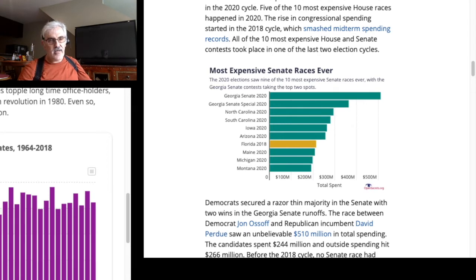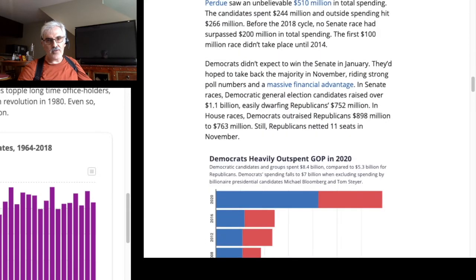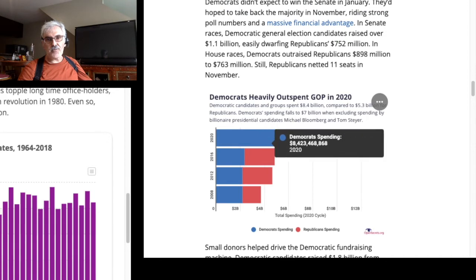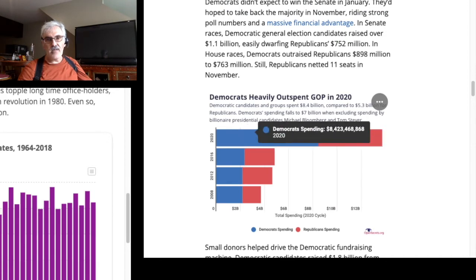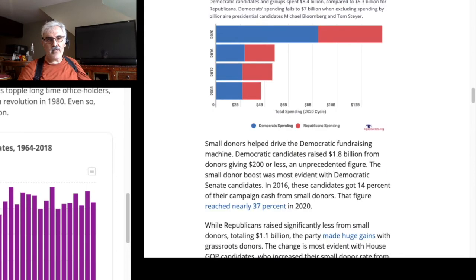Again, this is not going to last. Probably 2022, Democrats will lose control, either the House or the Senate or both, because that's what usually happens in a midterm election for the incumbent's party. They lose control of the Senate or the House or both. Again, Democrats in 2020 heavily outspend the Republicans, right? $8.4 billion to $5.3 billion in 2020.